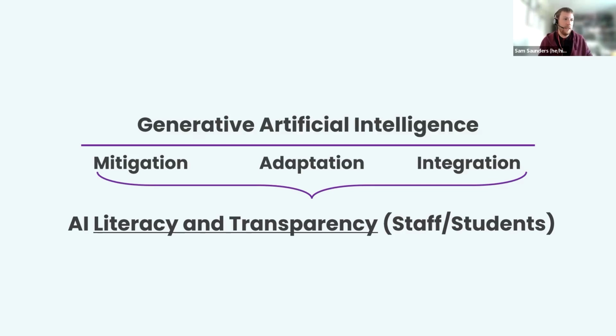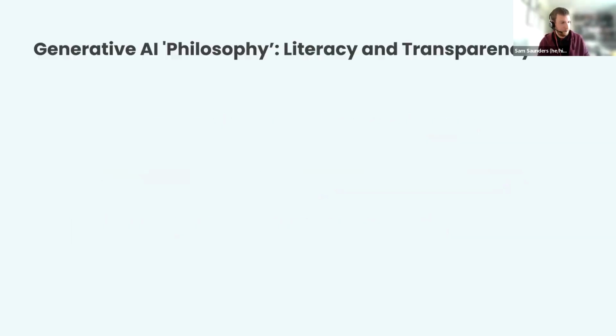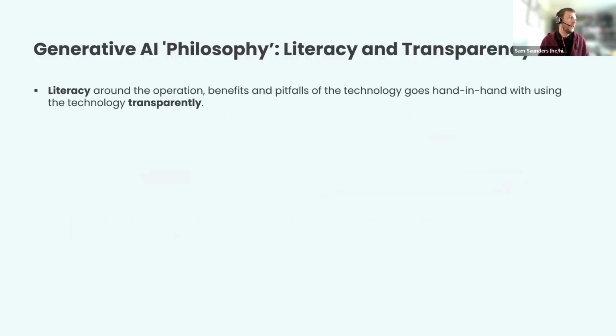And that leads into literacy and transparency, because we can't adapt and integrate our assessments and our learning materials and incorporate AI into them if we're not literate with the technology and we're not transparent about how we use them. So literacy around the technology is where we should start, and that goes hand in hand with using the technology in a transparent way. We are unable to describe what we've done if we're not literate with the technology, and we're not able to discuss it if we're not transparent about it either. So those two things circulate around each other.